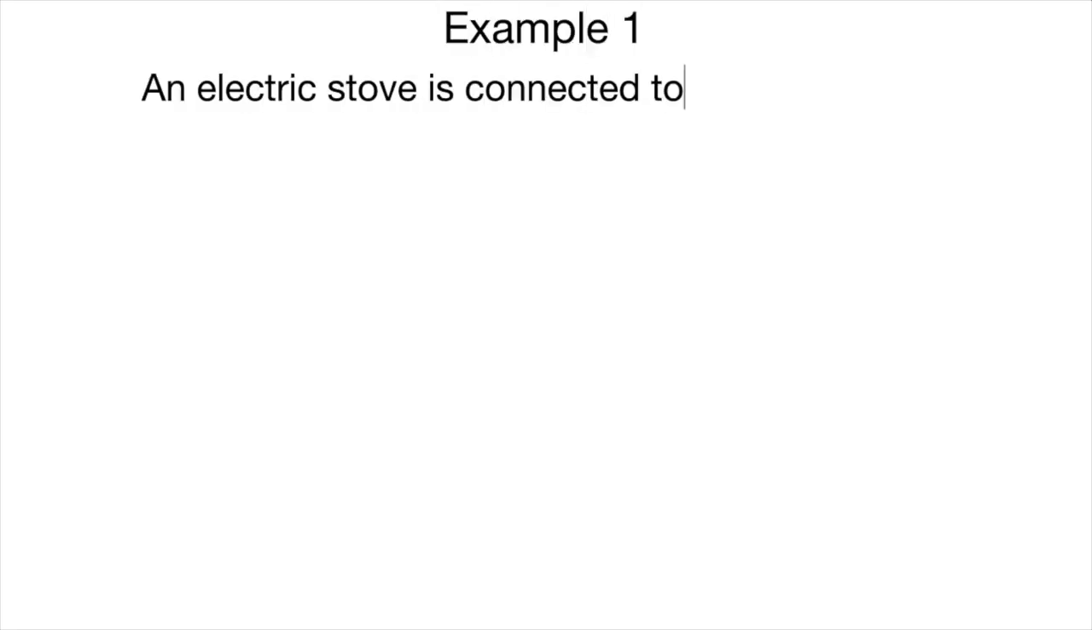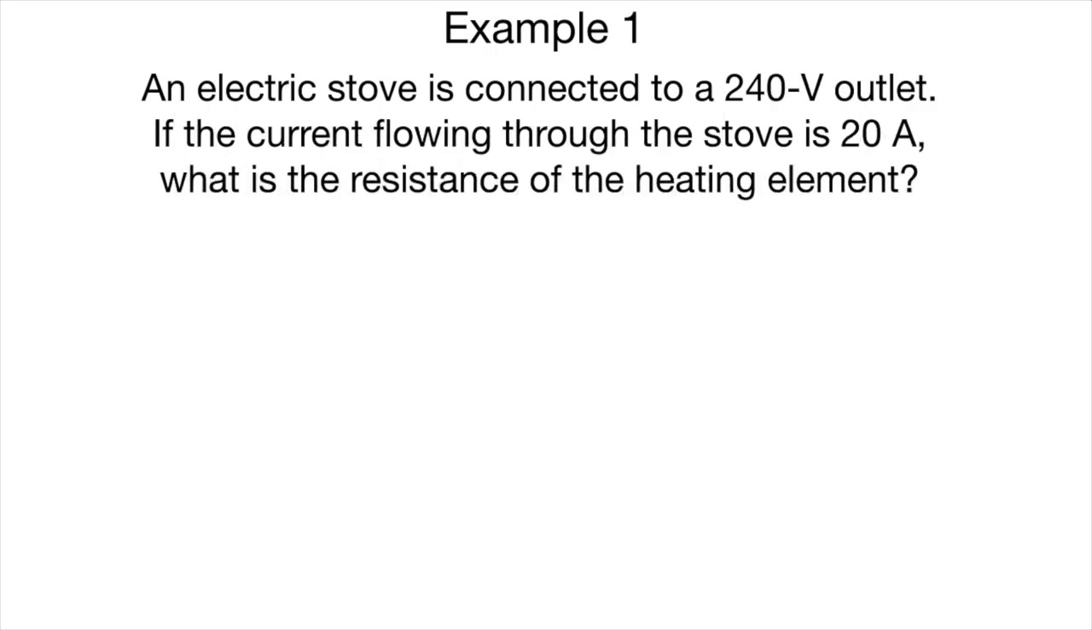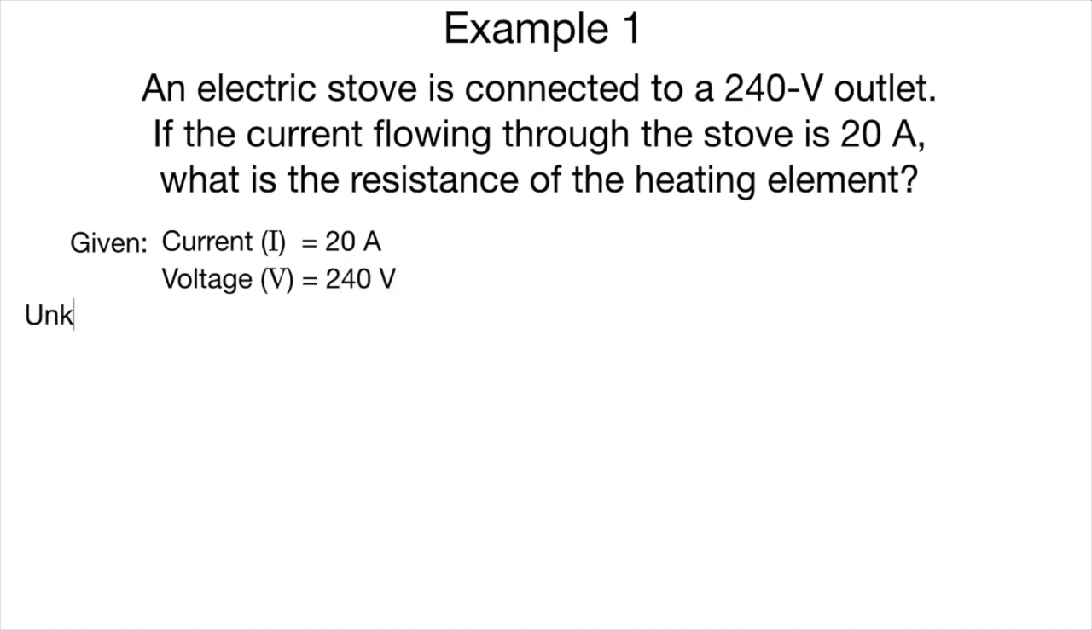Let's do some examples. Example 1. An electric stove is connected to a 240 volt outlet. If the current flowing through the stove is 20 amps, what is the resistance of the heating element? Given, the current I is equal to 20 amps. The voltage V is equal to 240 volts. Our unknown then is resistance in ohms.